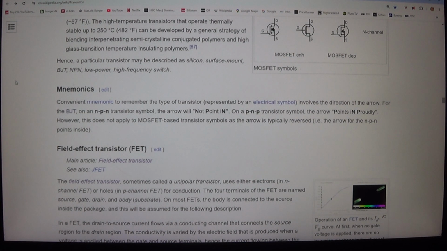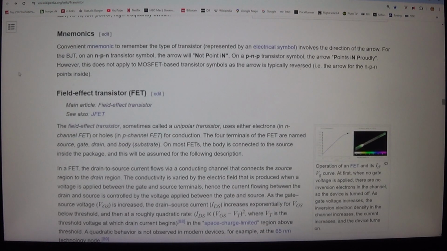Mnemonics. A convenient mnemonic to remember the type of transistor, represented by an electrical symbol, involves the direction of the arrow. For the BJT, on an NPN transistor symbol, the arrow will "Not Point iN". On a PNP transistor symbol, the arrow "Points iN Proudly". However, this does not apply to MOSFET-based transistor symbols, as the arrow is typically reversed, i.e. the arrow for the N-channel points inside.